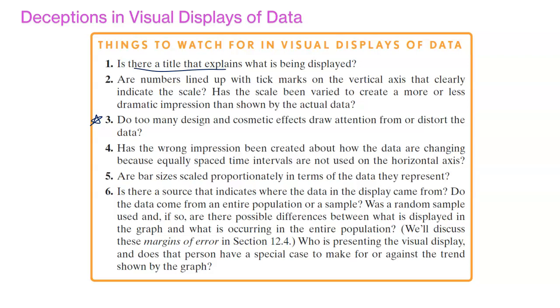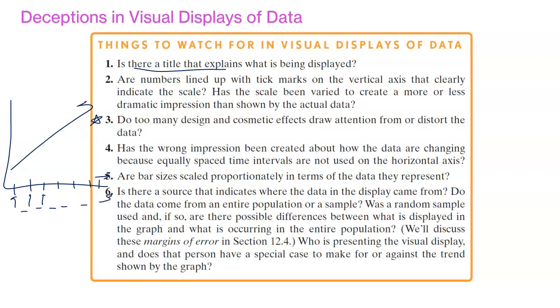Okay? Has the wrong impression been created by how the data is changing because equally spaced time intervals are not used on the horizontal axis? A lot of times you'll see data on a chart, okay, and you've got your x and y axis, but these may not be a consistent interval. It may be, this is a 2-year gap, and this is a 5-year gap, and this is a 1-year gap, and this is a 3-year gap, and this is a 6-year gap. If it's not consistent, then it distorts the information. Are bar sizes scaled proportionally in terms of the data? We'll see some of that.